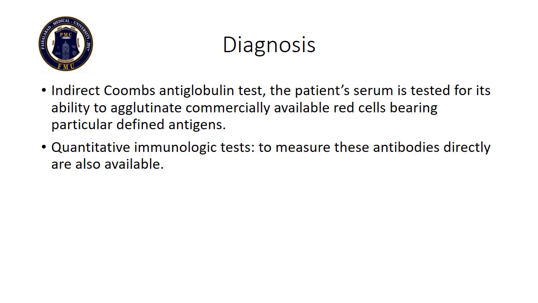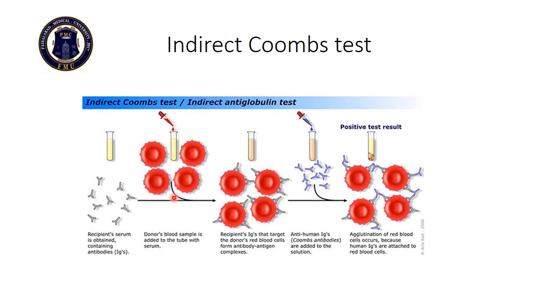Indirect Coombs test will determine the presence of antibodies in the serum of the patient. This picture shows a serum from the patient which contains antibodies, and this is a reagent which contains commercially prepared red blood cells with the desired antigen. When the reagent and the patient's serum are mixed together, the antibodies will bind to the antigens present on the surface of red blood cells.